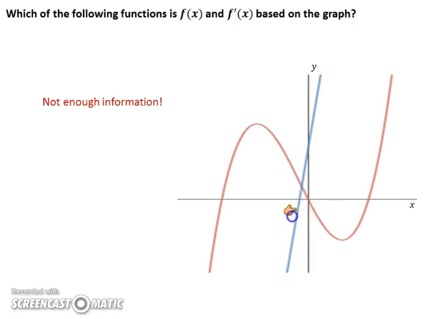I mean, this is negative here, which would mean that the red graph would have to be decreasing, but it's increasing over here, so that doesn't make sense. And it has an x-intercept here, so that means if this was the derivative graph, there would be a minimum or a maximum on the red graph right there, and there's not. So nothing we can do with this one. It's just not enough information.